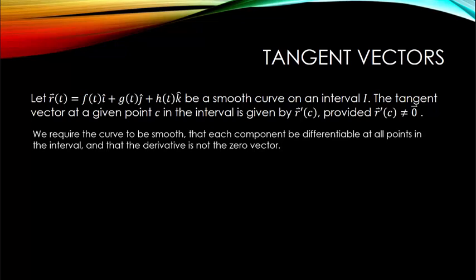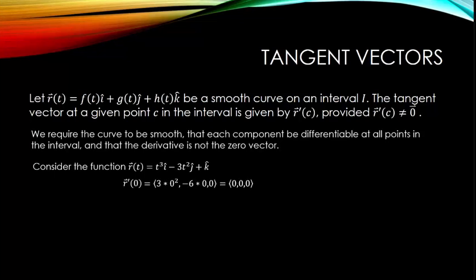Now we require this curve to be smooth and that each component be differentiable at all points in the interval, and that the derivative is not the zero vector. Now let's consider a function r of t is equal to t cubed i hat minus 3t squared j hat plus k hat. The first derivative of my vector evaluated at 0 gives me the components 3 times 0 squared, negative 6 times 0, and 0. This reduces to the components 0, 0, 0, or the zero vector.